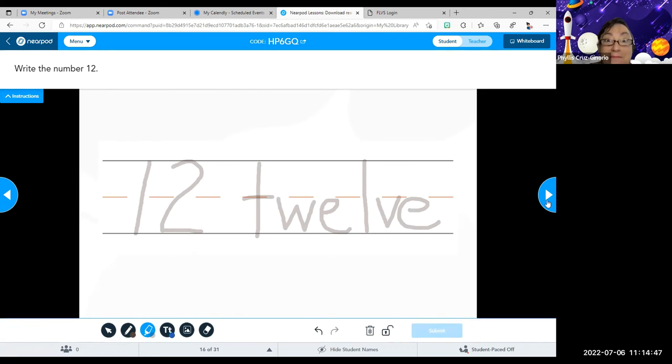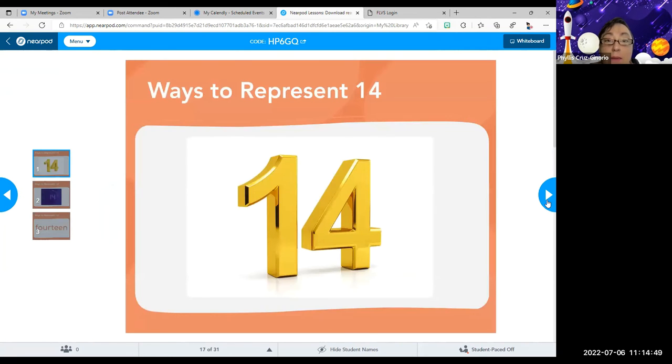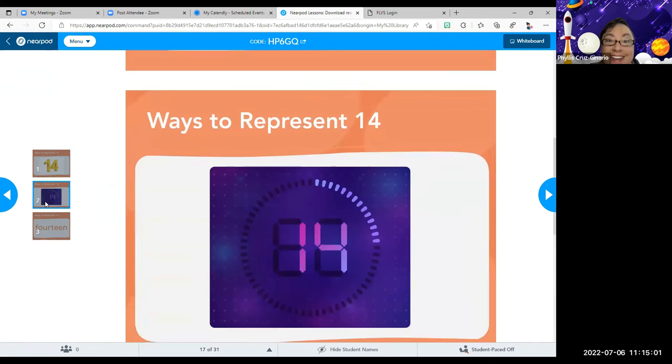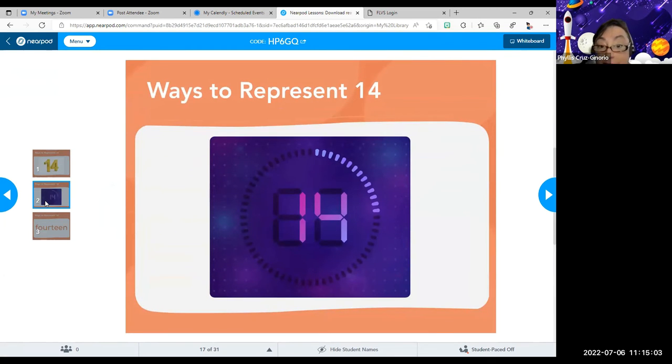You could try that. Okay, guys, let's do one more. One more teen number, 14. There's the number 14. It's gold. It's shiny. It has 1 ten. And how many ones left over? 4. That's right.